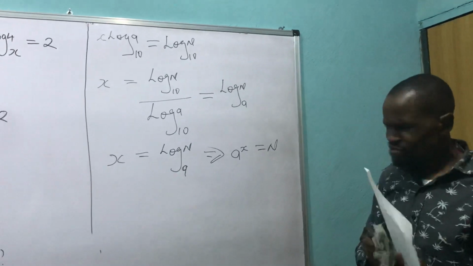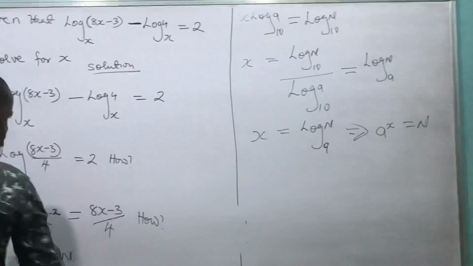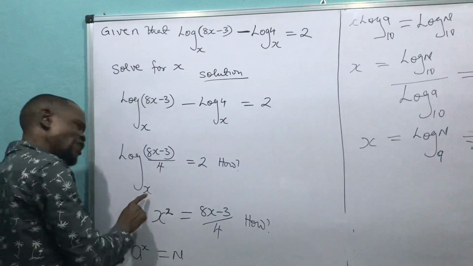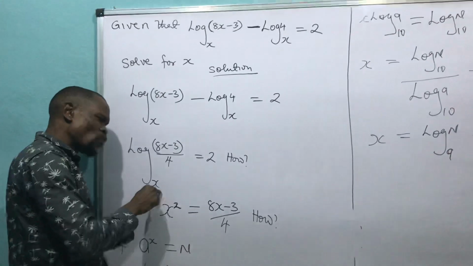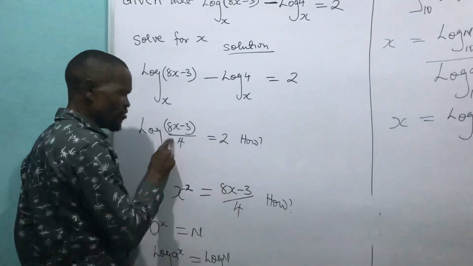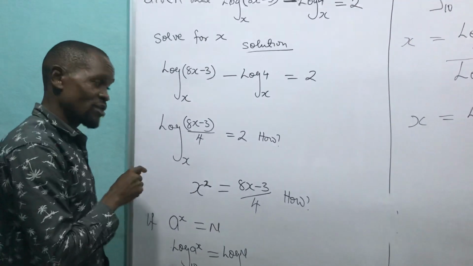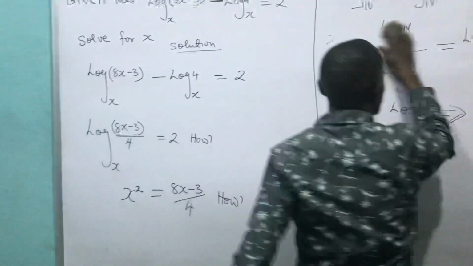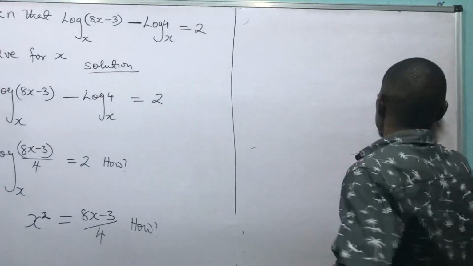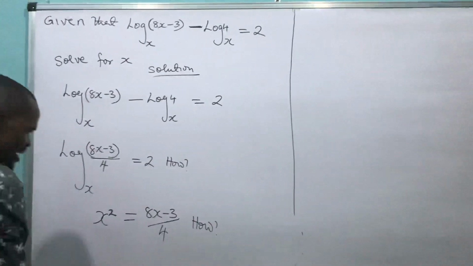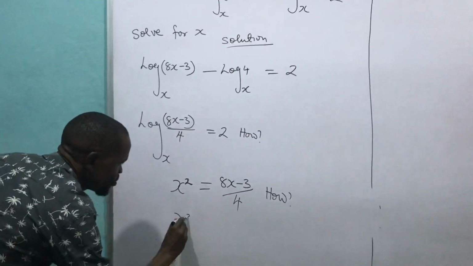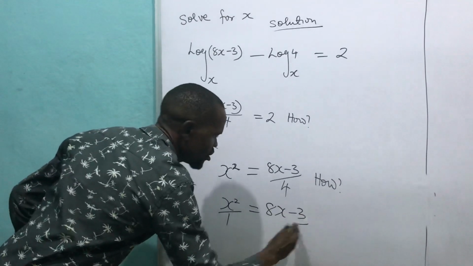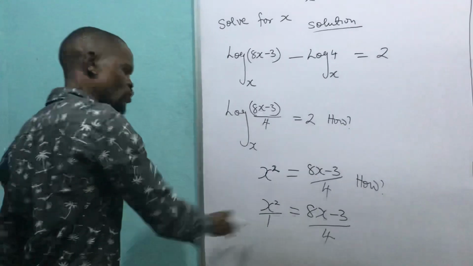So this is what happened here. When I said this raised to power 2 is equal to this, it means a logarithm is: what base will raise to a power that will give me this? That's what logarithm is all about. So let's go on with what we are doing. We have observed it. Let's claim it. Now this is x raised to power 2 all over 1 and is equal to (8x minus 3) all over 4. Nobody's confused. Then cross multiplication.